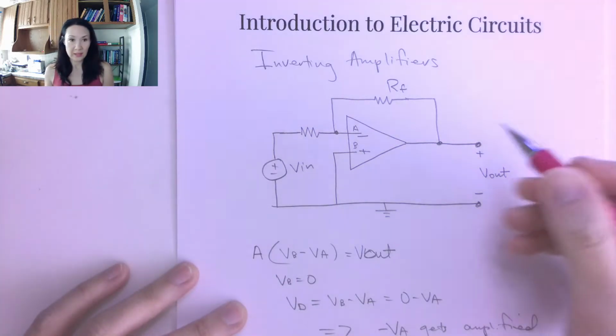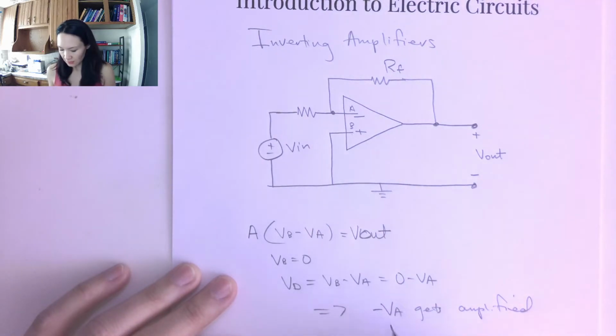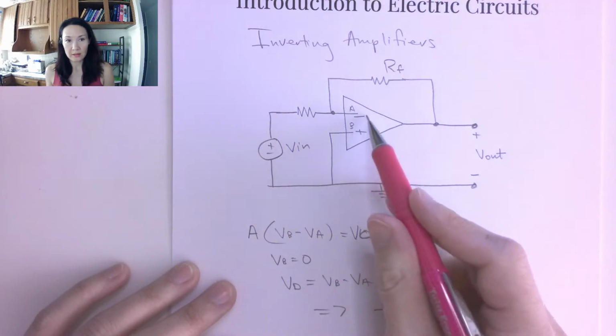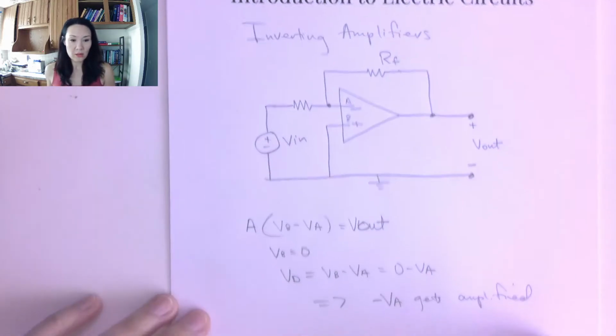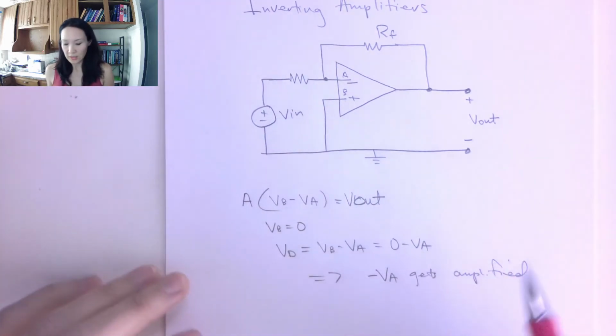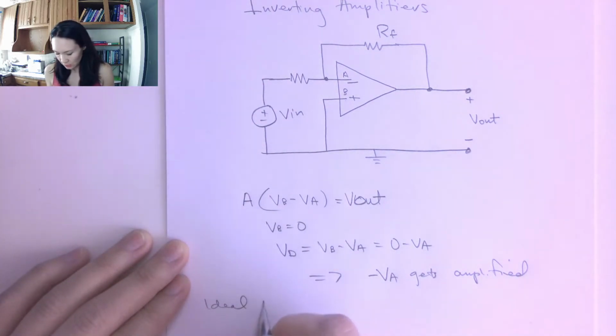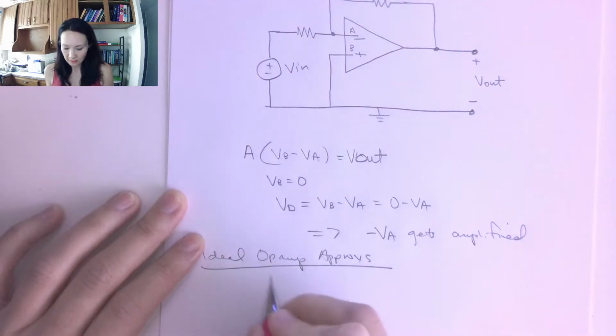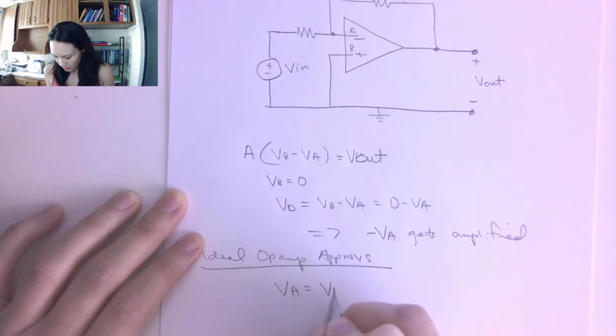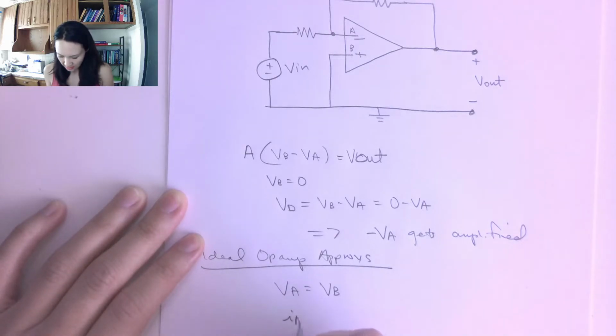And that's why we call this an inverting circuit, because it's going to invert the sign of our voltage input to this inverting input here, and that's what's going to give us our output. Okay, great. So we're going to do circuit analysis on this example. We get to use the ideal op-amp approximations, and those are that VA is equal to VB, and that IA is equal to IB is equal to 0.